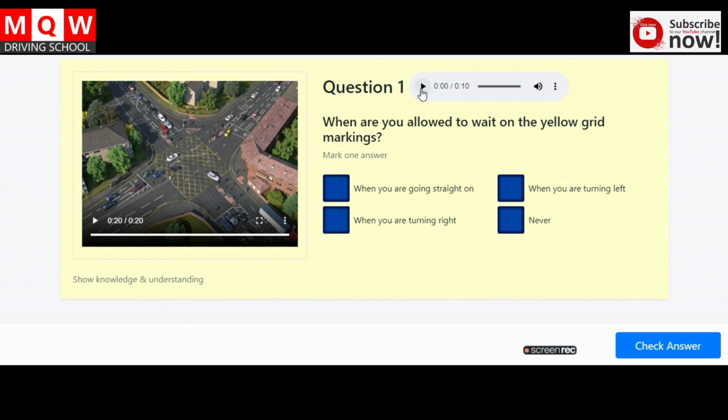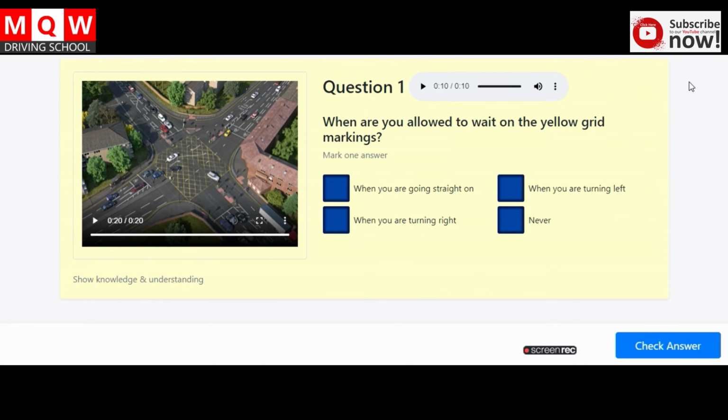So listen to question number 1. When are you allowed to wait on the yellow grid markings? When you are going straight on. When you are turning left. When you are turning right. Never. First of all, you are allowed to stand on the yellow box if you intend to do a right turn. This is from the Highway Code.